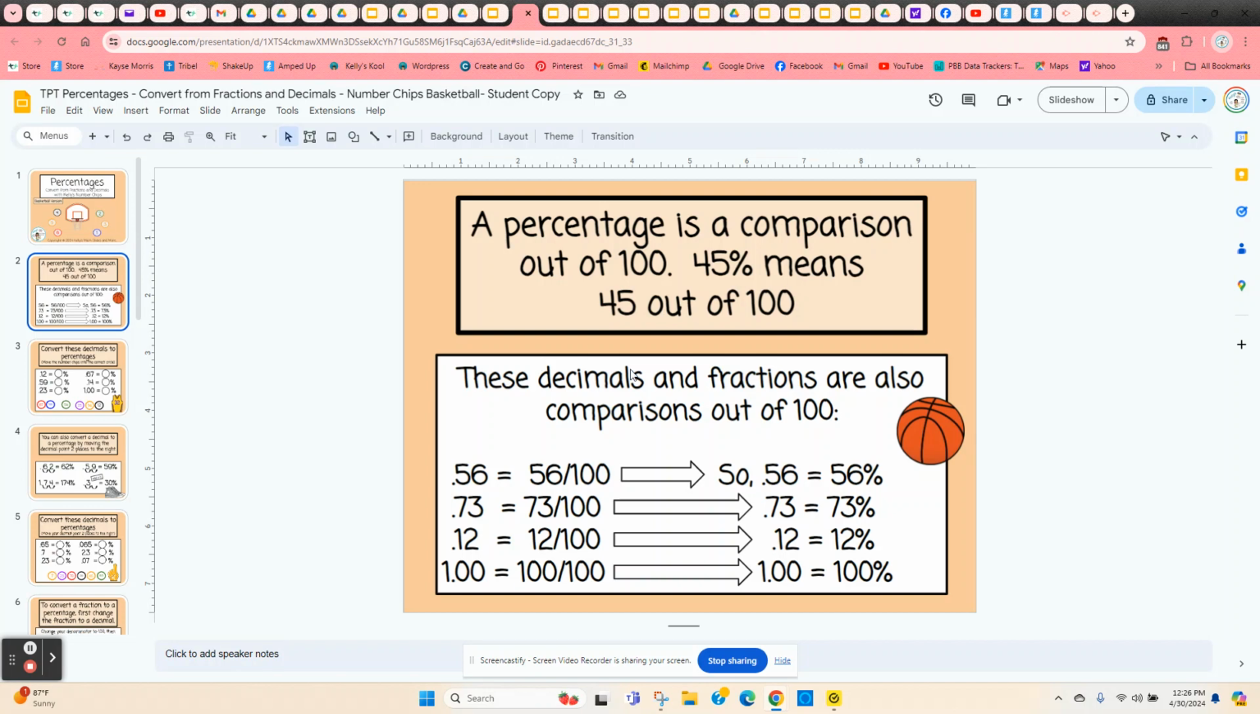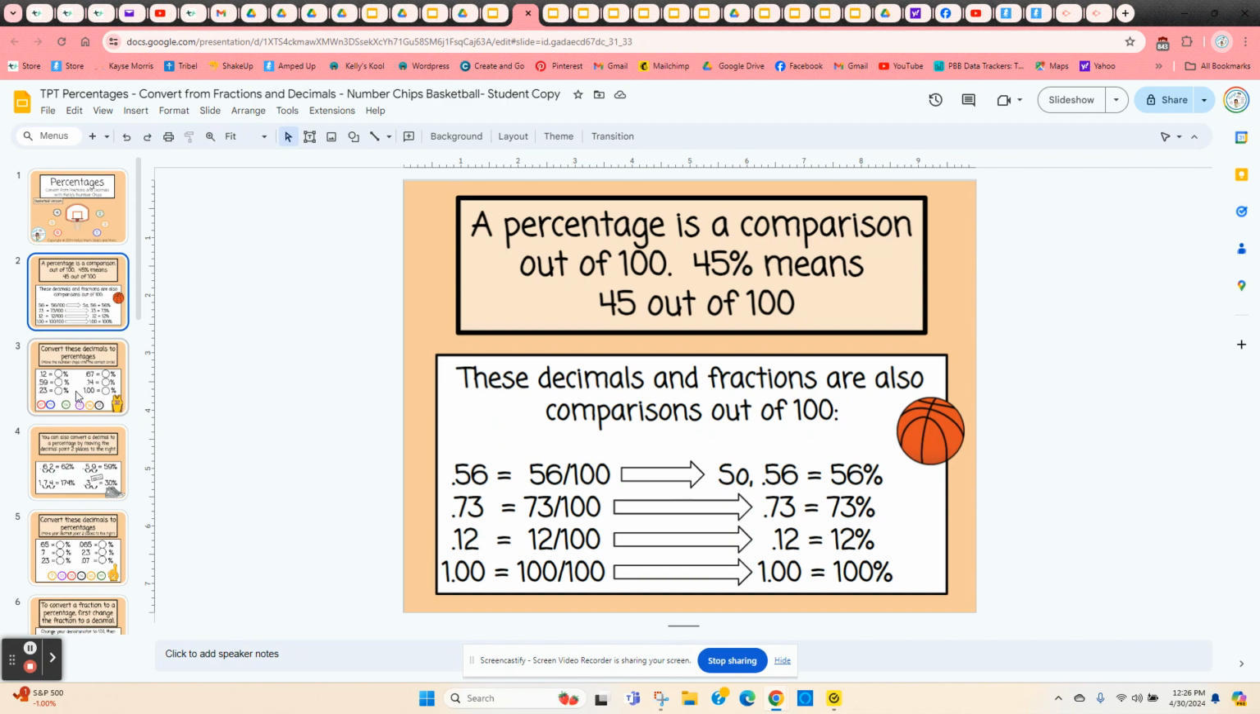And then the students are shown some very basic, simple conversions. 56 hundredths as a decimal, which is 56 hundredths as a fraction, which is 56%. 73 hundredths, 73 hundredths, and 73%. And then one whole would be 100%.